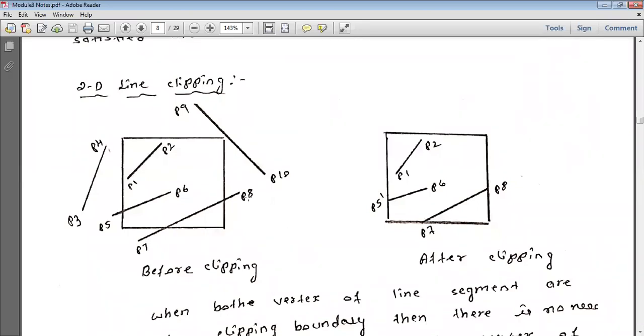So the first step is how to make my computer identify which line is completely inside, which line is completely outside, and which line is partially inside. Then the second part is, when the complete line is inside the polygon, what to do? When the complete line is outside the clipping region, what to do? And when a part of the line is inside and a part of the line is outside the clipping window, what to do? This is what we will be discussing now.